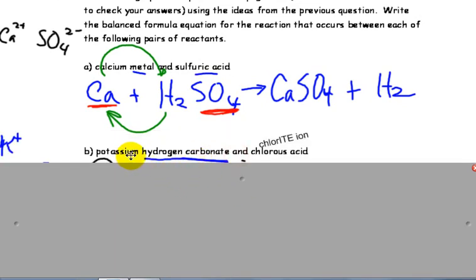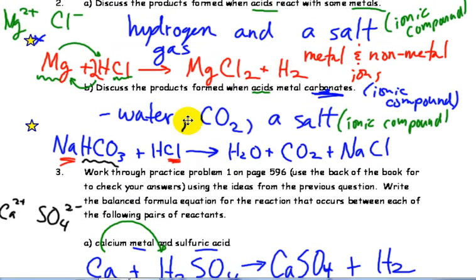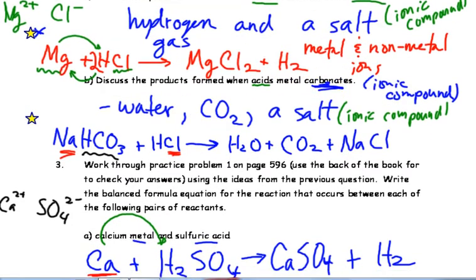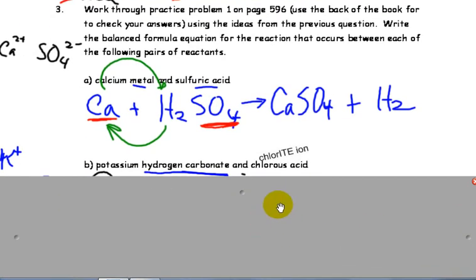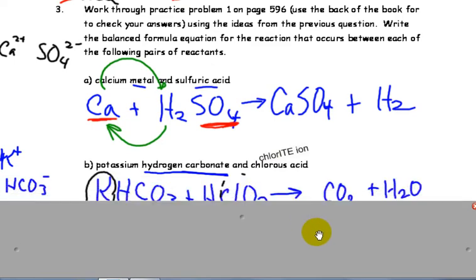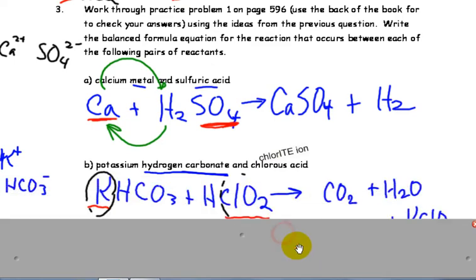Here we have potassium hydrogen carbonate, so it's going to use this form here. With chlorous acid, if you recall from naming acids, if it ends in OUS, it used the ITE ion, so it's the chlorite ion. If you look at your pink sheet, ClO2 minus is the ion that is part of chlorous acid. Potassium and hydrogen carbonate, HCO3.